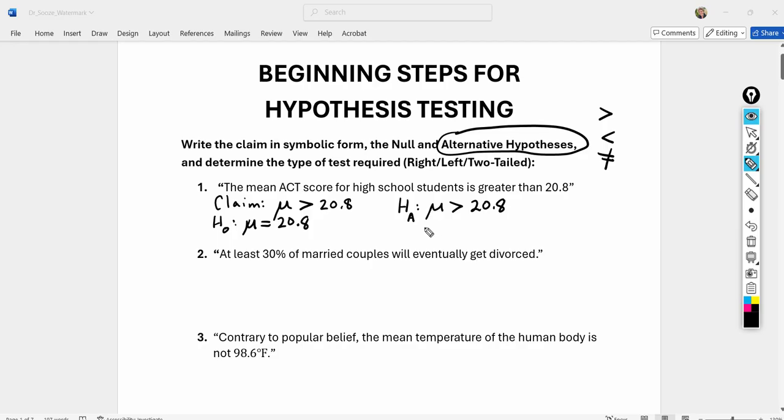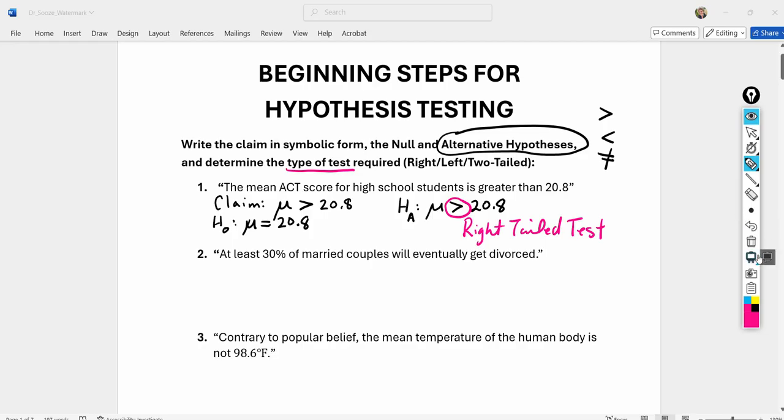Now for the type of test. The type of test is determined by the symbol in the alternative hypothesis. So if the alternative hypothesis has the greater than symbol, it's pointing to the right, and we will have a right-tailed test.